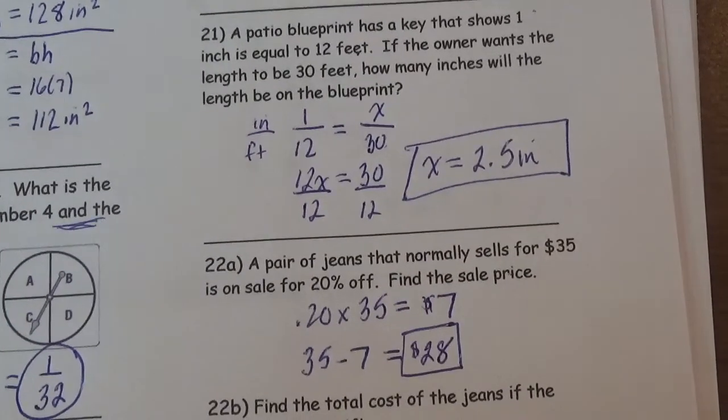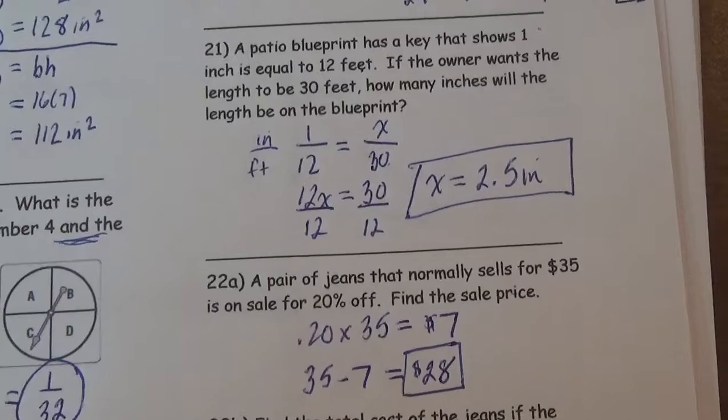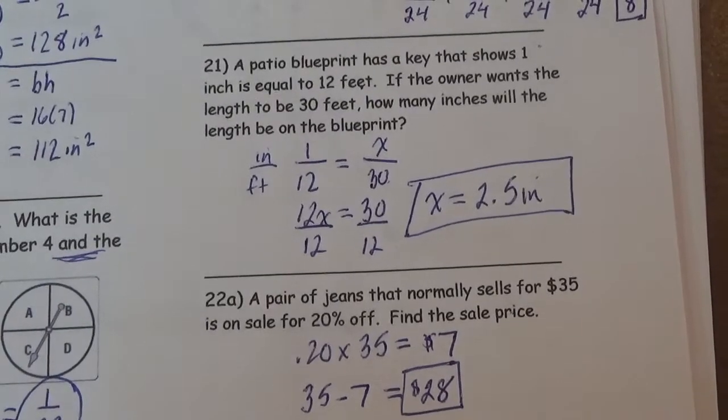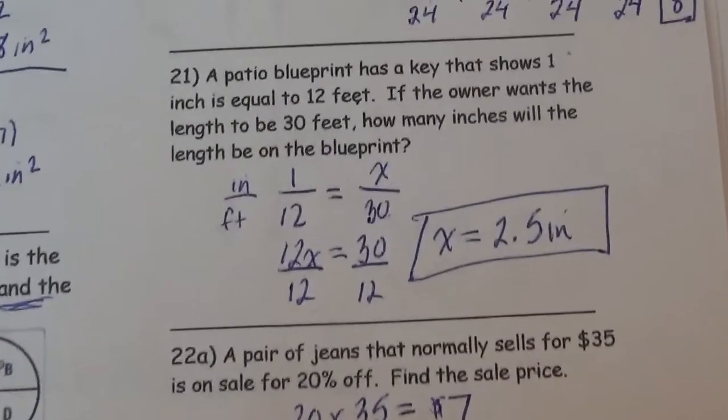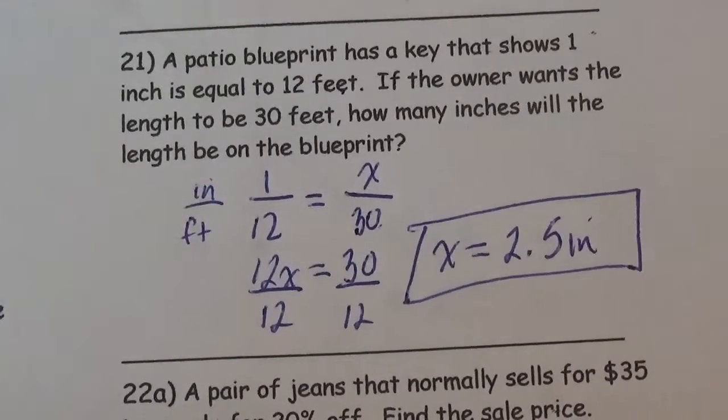All right, 21. A patio blueprint has a key that shows 1 inch is equal to 12 feet. If the owner wants the length to be 30 feet, how many inches will the length be on the blueprint? So I did a proportion for this one.